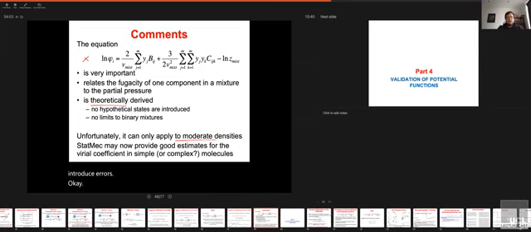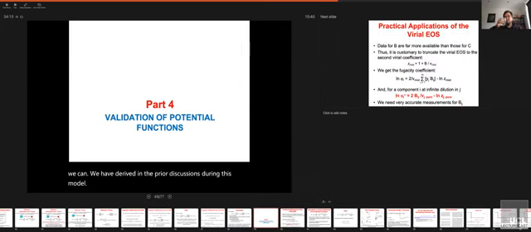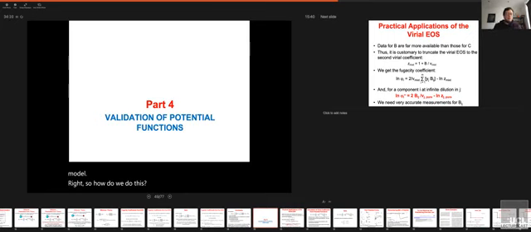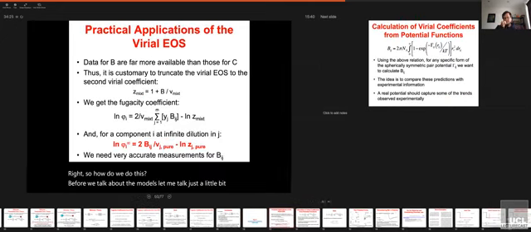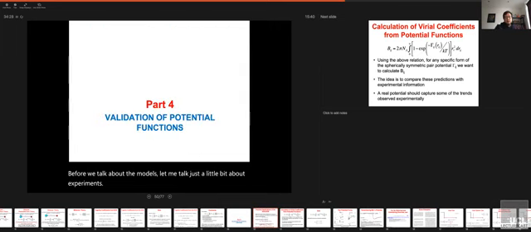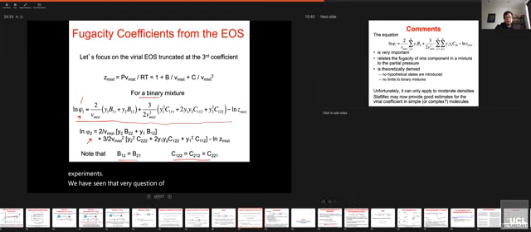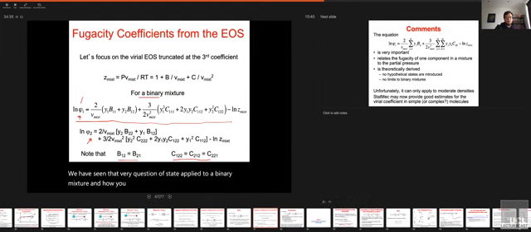Now, next is to use these to try to see if we can validate the models that we have derived in the prior discussions during this module. Right? So how do we do this? Before we talk about the models, let me talk just a little bit about experiments. We have seen the virial equation of state applied to a binary mixture and how you can extract the fugacity coefficient of the first component.